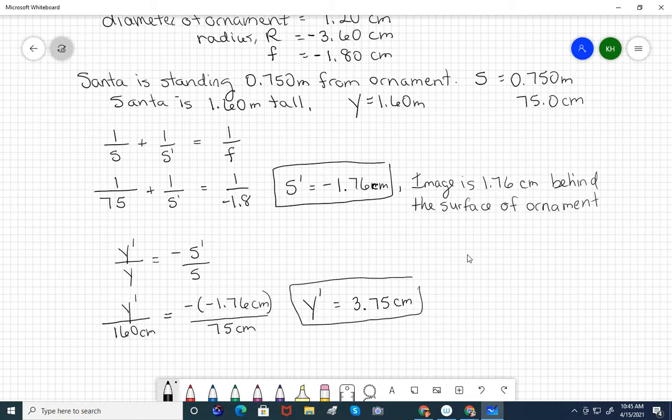It is positive, which means that he is upright. Positive also means that it is virtual. Well, that makes sense because the image is behind the surface of the ornament. There's no actual light behind the surface of the ornament.